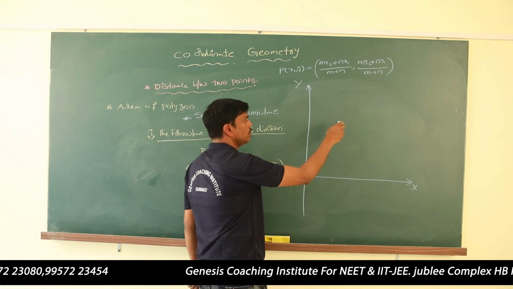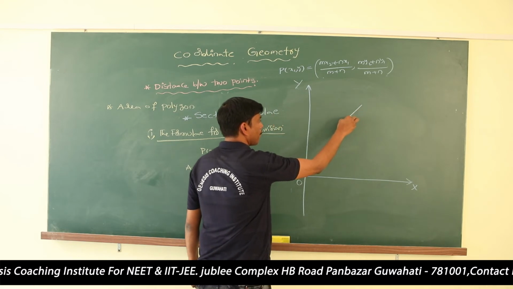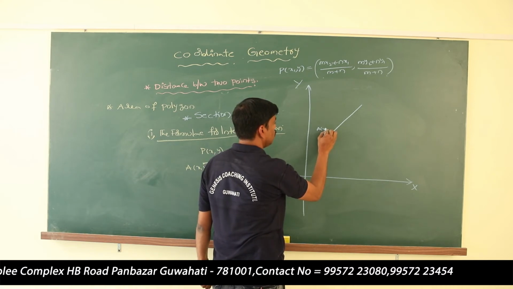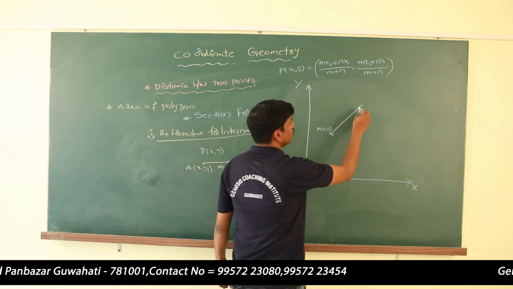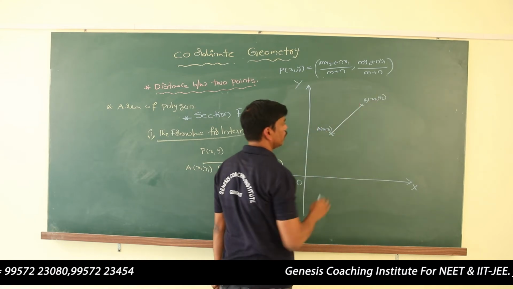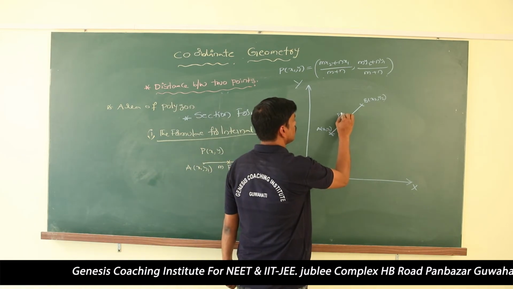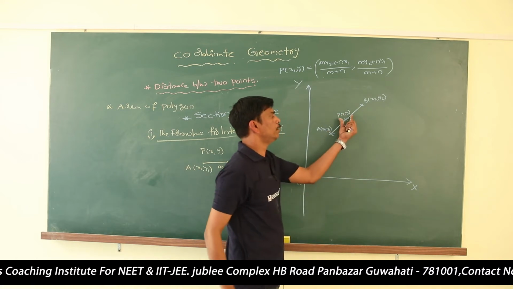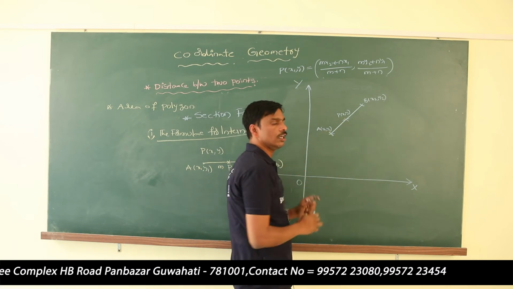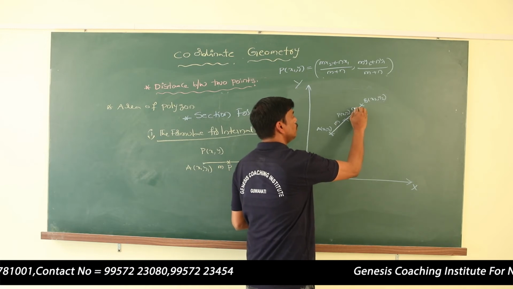Now take the line segment joining the 2 points, let it be point A (x1, y1) and this point B (x2, y2). So here the point P, that is (x, y), can divide the line segment joining these 2 points internally in the ratio AP is to PB, that is M is to N.